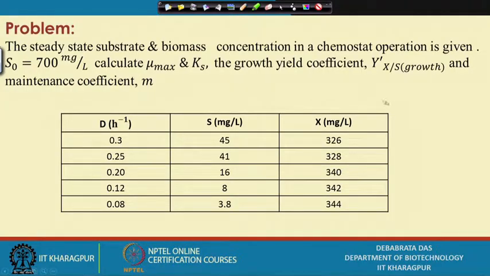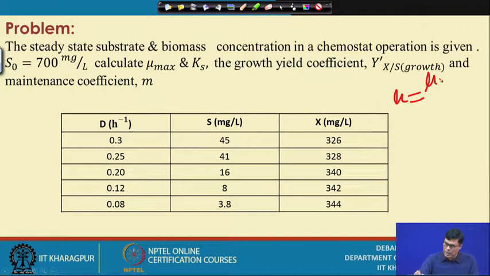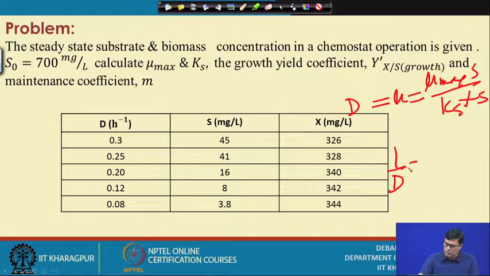Now the question comes, is it possible to estimate the kinetic constants by using a chemostat? The answer is yes. But how can it be done? Because we know the Monod equation, mu equals mu max S by Ks plus S. Am I right? Now under steady state condition and sterile feed, mu equals D. Now if mu equals D, I can write in the Lineweaver-Burk plot form, 1 by D equals Ks by mu max into 1 by S plus 1 by mu max.